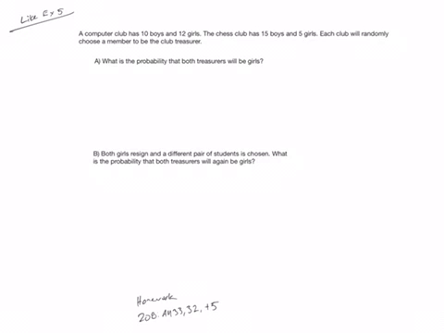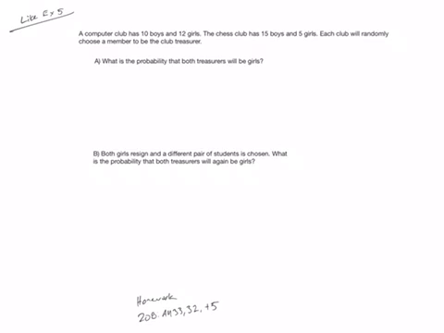It says a computer club has 10 boys and 12 girls. The chess club has 15 boys and 5 girls. Each club will randomly choose a member to be the treasurer. What's the probability that both treasurers will be girls? Well, first of all, since each club is doing it independently, they're not going to be dependent. They're going to be independent. So we just need to find the probability of each one and multiply that.